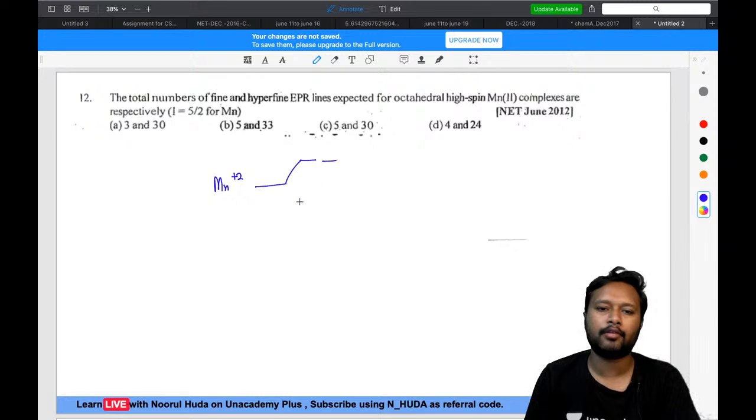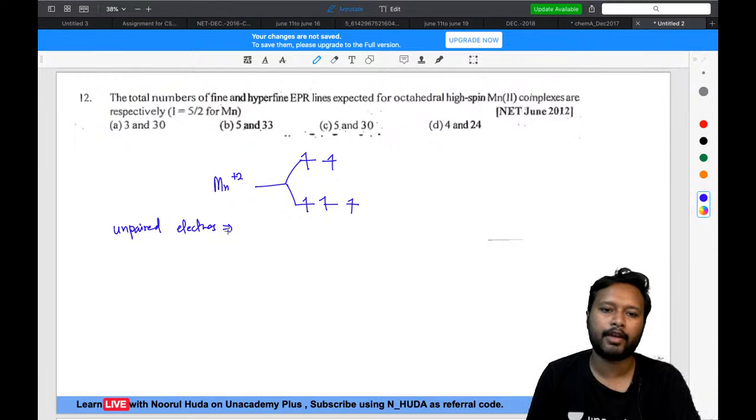So octahedral complex means you have a d5 species. D5 means how many unpaired electrons do you have? How many unpaired electrons are there here? So unpaired electrons is 5, right? You have 5 unpaired electrons in this case. It's a high spin complex. So let's find out first of all the fine lines.